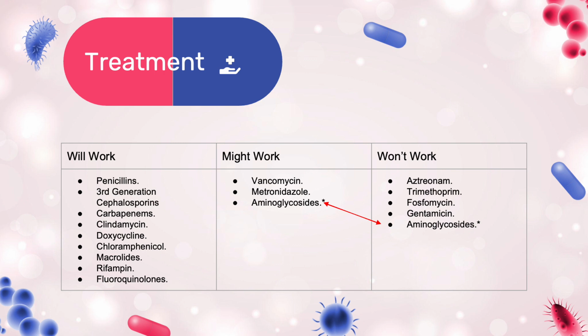Some of the drugs that are in the middle "might work" column will be a roll of the dice as to whether or not these drugs will work. It will depend on the strain of Capnocytophaga canimorsus you are trying to treat. The antibiotics in the "won't work" column on the right are what we would call resistant, which is not good. We want less drugs on this right-hand side and more drugs in the left-hand "will work" side.